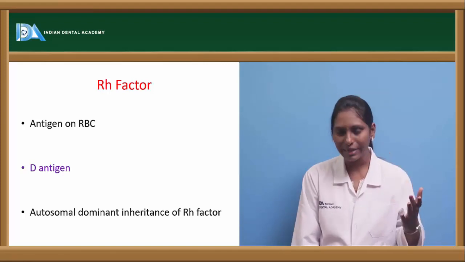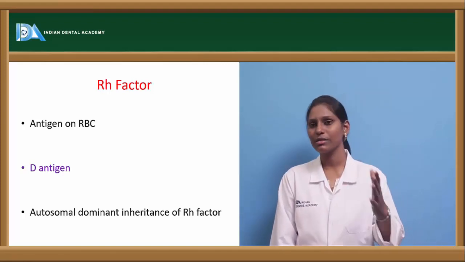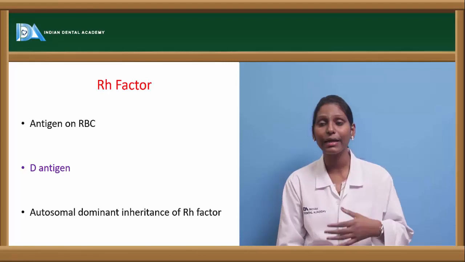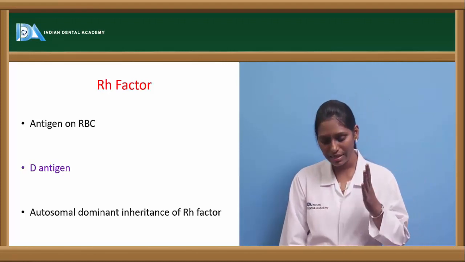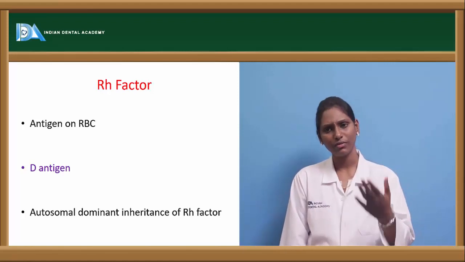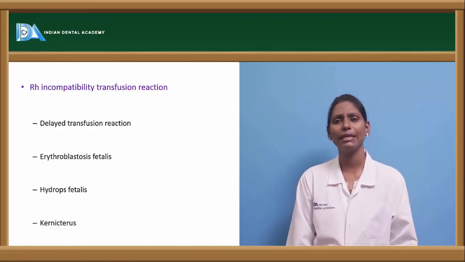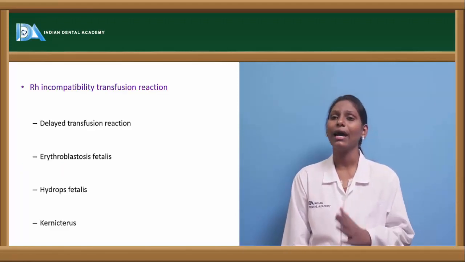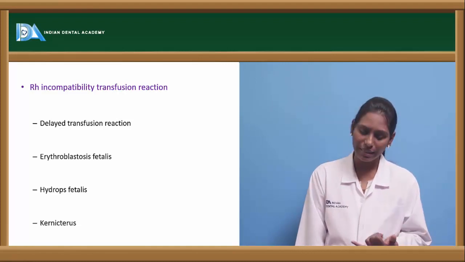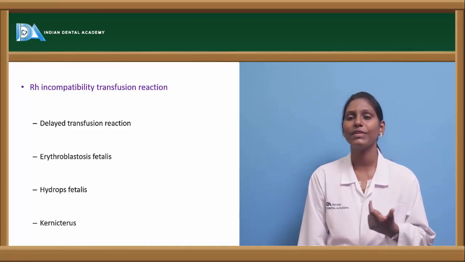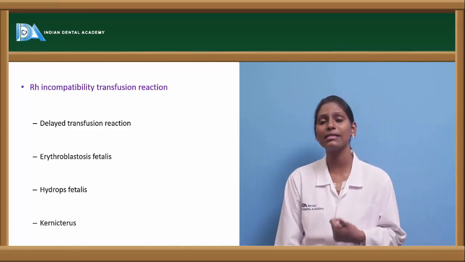This RH factor was discovered by Landsteiner, and it was first discovered in the rhesus monkey. That is the reason we call it RH. As I told you, it is an autosomal dominant inheritance of RH factor. And RH incompatibility transfusion reactions are present, which include delayed transfusion reactions. We have erythroblastosis fetalis, hydrops fetalis, and kernicterus.